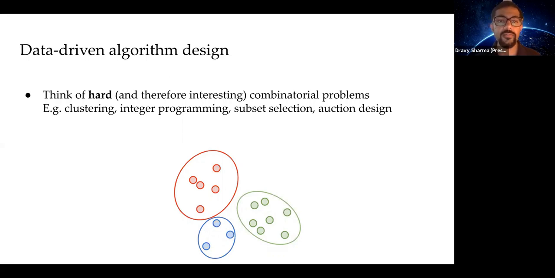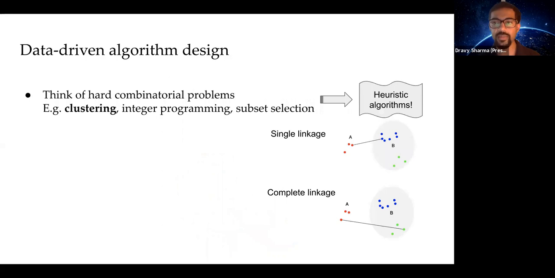Right, so think of hard combinatorial problems. By hard, I mean in the usual theoretical sense: there is no polynomial algorithm. You can think of clustering, for example, and how would you solve them? Since there is no polynomial algorithm, you would use some sort of heuristic algorithms, right? So either you could use single linkage, which merges together clusters based on shortest distance, or complete linkage, which uses the furthest distance between two clusters. It's not important, but the idea is you could interpolate between two algorithms, as we'll see.